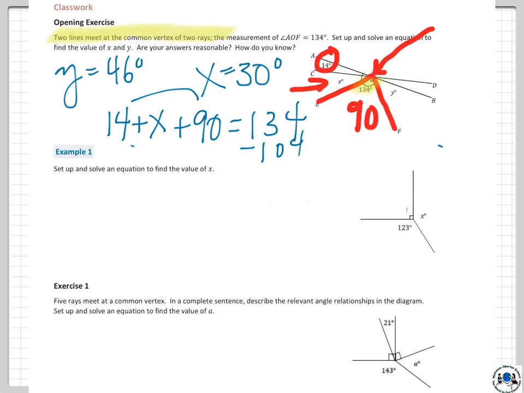Okay, so let's go ahead, erase this, just put this up here so remember that, 30 degrees. Okay, so let's see, example 1, very simple, cut to the chase, set up and solve an equation to find the value of x. Go for it, and come on back.